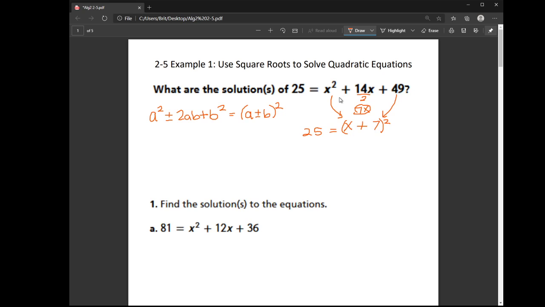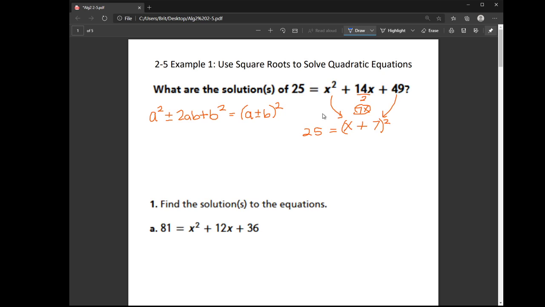Now this method is really nice as a way to factor, especially if there's a number in front of x squared, since it's really hard to recognize perfect square trinomials. That being said, you can factor that using the double bubble method and you'll get the same thing.